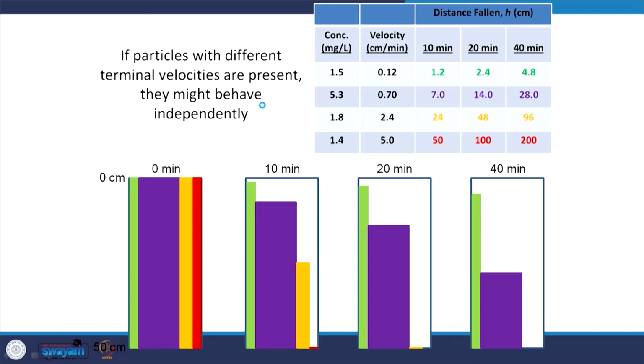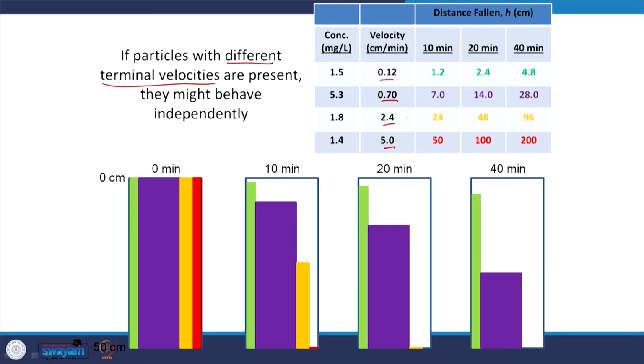Unlike the previous case, we now have different particles with different terminal velocities. Here we have an example, again from Professor Markham Benjamin, who wrote the book Water Chemistry. He is pretty famous for that. So we have different particles with different sizes, and thus different terminal velocities, or settling velocities.